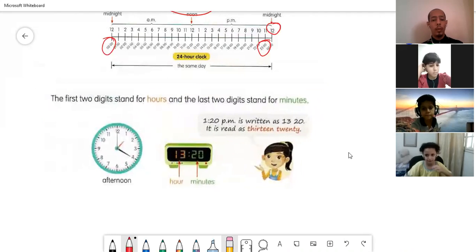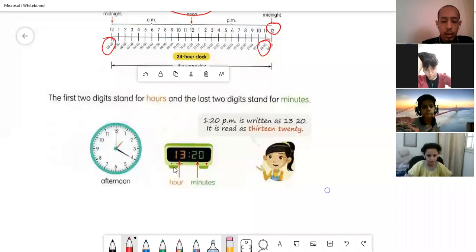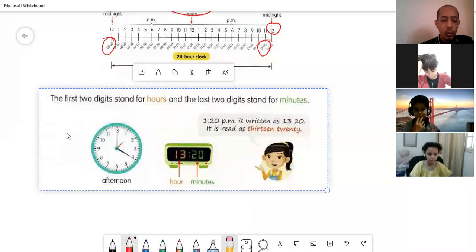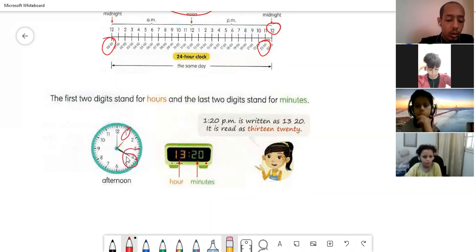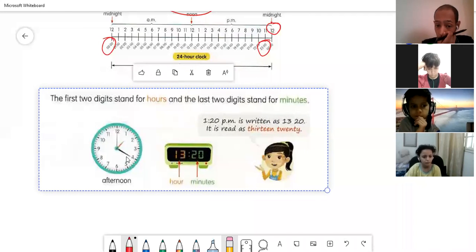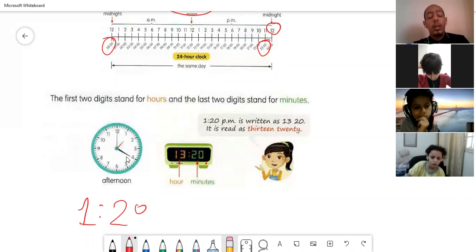All right. Here we have two kinds of clock. We have the digital clock, we have the analog clock, okay? If you look at this clock, it is 20 after 1, right? It is 20 minutes after 1 o'clock. So it is 1:20, but is it AM or PM?